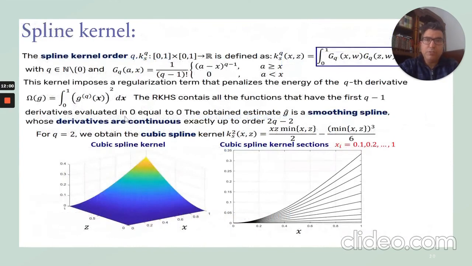So this is another kernel. It's called the spline kernel, and this kernel is defined from 0,1 times 0,1, with this expression here, and this function g is given with this form. It's piecewise, and this is the graph of this spline kernel for order k equal to 2. This is a 3D graph, and this is if we fix x from 0 to 1, then we get those section graphs.